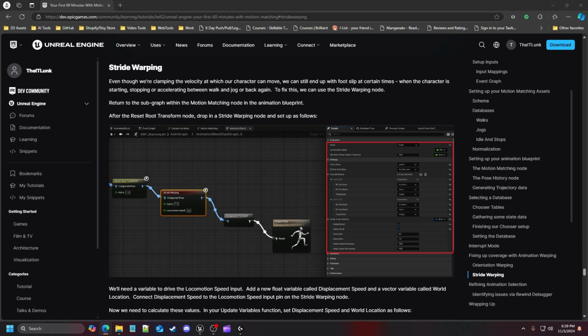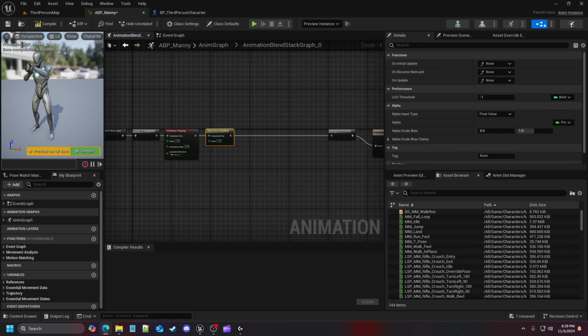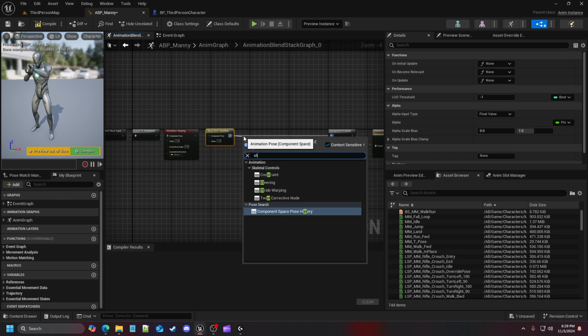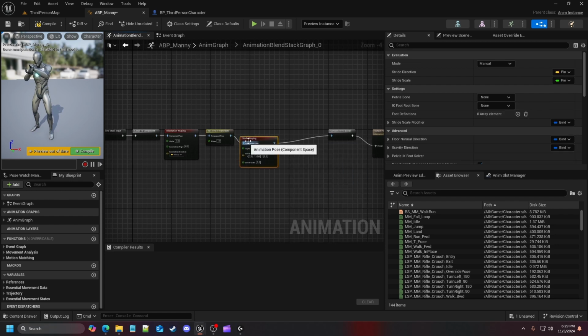If I go back to what it does, let me pull up my notes real quick. What the stride warping node does, or at least let me move this back over and let's go ahead and apply it real quick. Drag off your reset root transform and get the stride warping node, just like so.